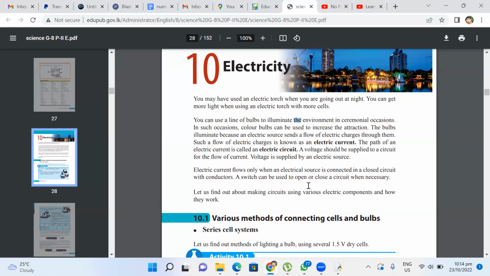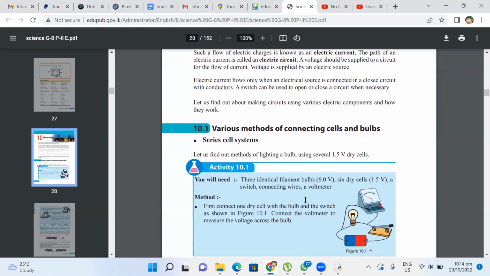That is measured as electric current. When electrons move in one direction, say from X to Y, then the conventional current is moving from Y to X. That is how it is measured. We have learned this in the previous two grades.